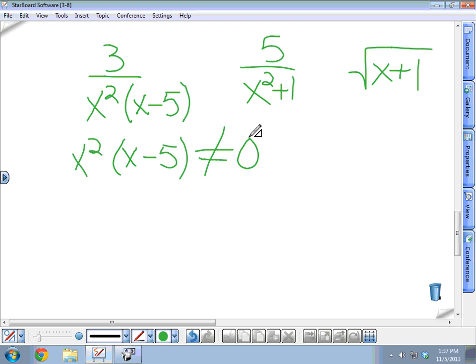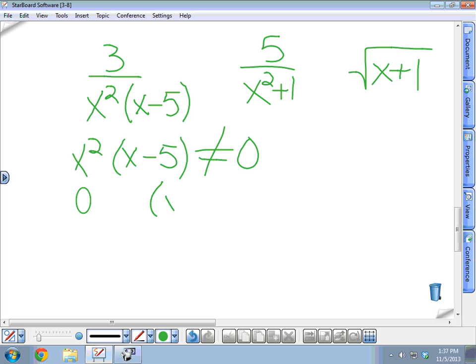Good. Notice that if I have 0, 0 squared, 0 times anything would be 0. So 0 is definitely a number that you can't have. If x is 0, the whole thing is undefined, because it doesn't matter what this is. If you're multiplying by 0, you're going to get a 0. 5. 5 is the other one.